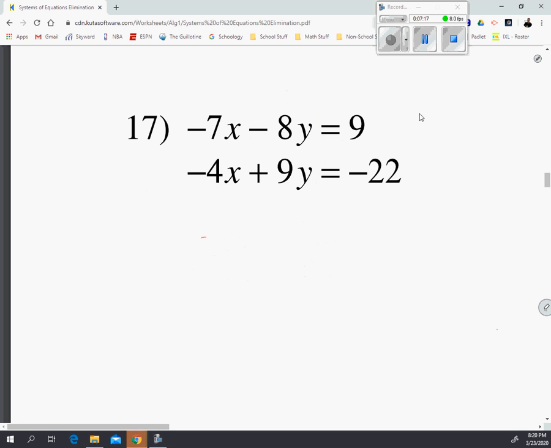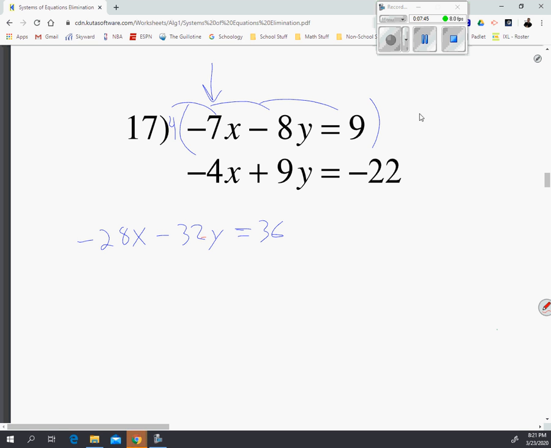It doesn't matter to me, but Casey, would you want to do the x first? Sure, let's do that, okay? So we're going to go with the x's. We're going to try to make those 28, so I'm going to multiply by 4. I'll just do that right now. So that's going to give me negative 28x. I've got to get some space over here. 4 times negative 8 is negative 32y equals 36.